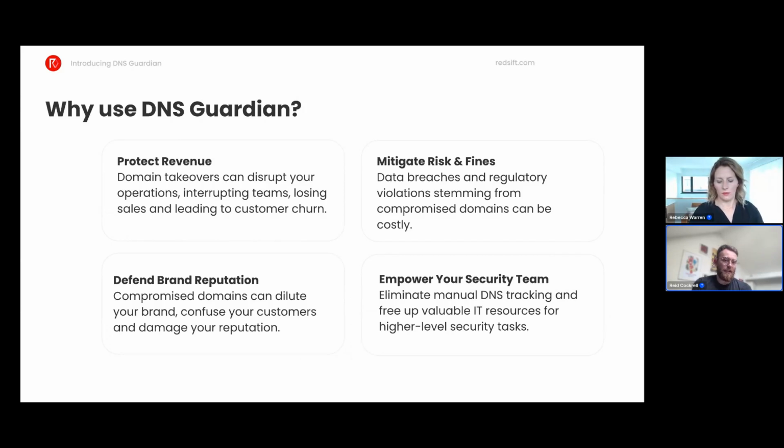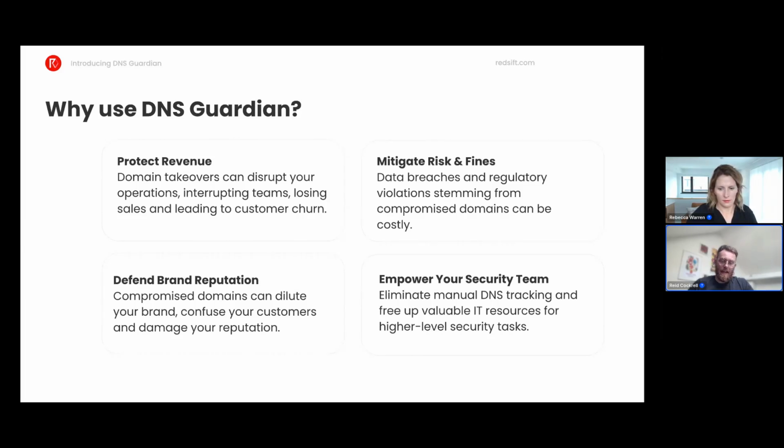Defending your brand reputation. Any compromised domains can really dilute your brand. It can confuse your customers and damage the reputation that has been worked on for a long time to build that trust over time. It can erode really quickly when you have attacks like this. Thirdly, to mitigate any risks and fines. Data breaches and regulatory violations are costly.